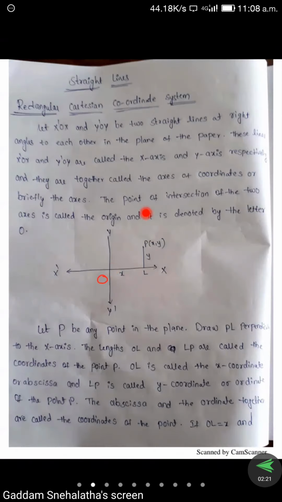And LP means here L we have and P here. This distance is called LP. So OL and LP are called the coordinates of the point P. What are the points of P? That is called coordinates. First we have to write x coordinate. After that we have to write y coordinate.